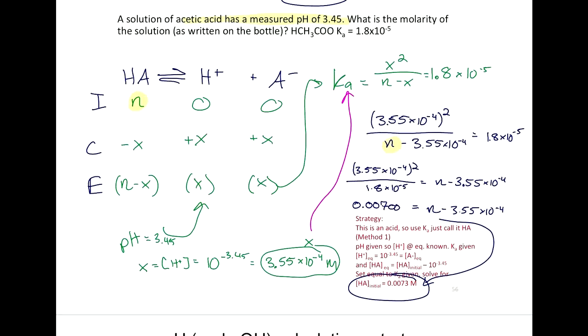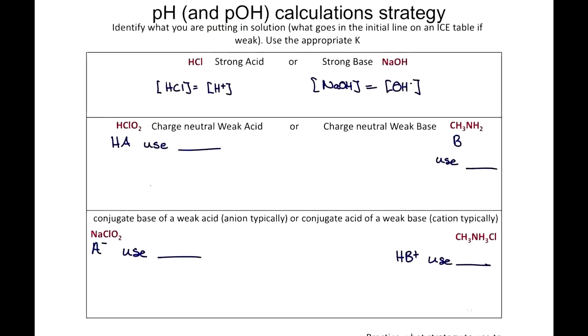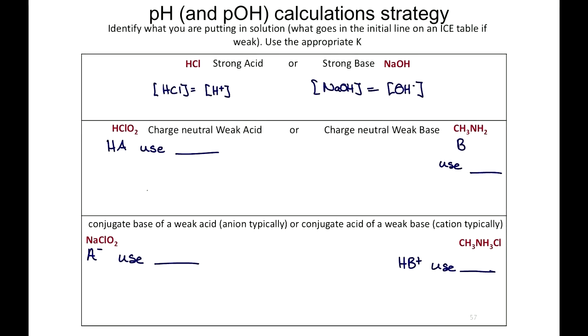Okay. How do we feel about this? Ask yourself these questions. Am I putting an acid, or am I putting a base into water? Which expression do I need to write out? Okay, so here are the strategies for calculating pHs and pOHs. Remember, always be asking yourself, what am I putting in water? Is it an acid? Is it a base? And additionally, is it a weak acid or base, or is it a strong acid or base?